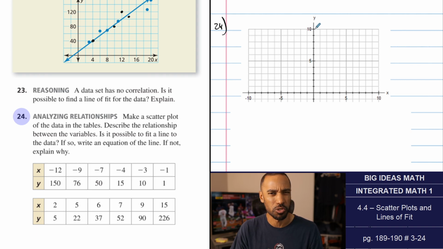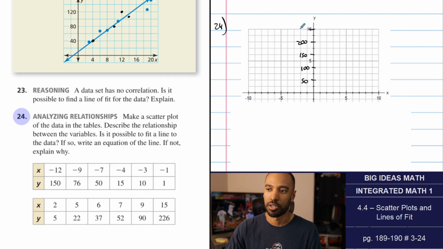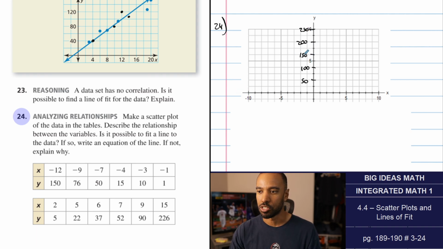So I have to go by 226. What if this was 250? These would go by what? 25s? So we'll go 25, 50, 75, 100, 125, 150, and 200, and 250 up here. All right, this is going to look a little strange. We'll see what we can do. Negative 12 is going to be a little off. Negative 11, negative 12 is over here, and up to 150. So 150, negative 11, negative 12, like that.